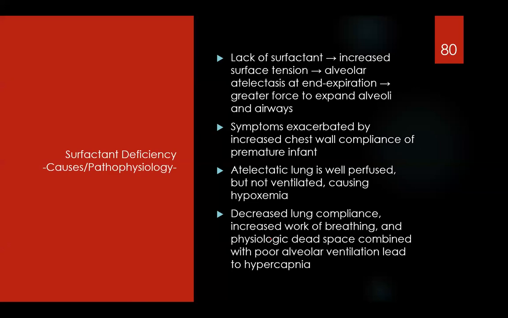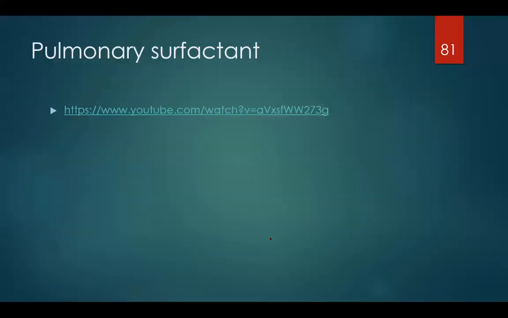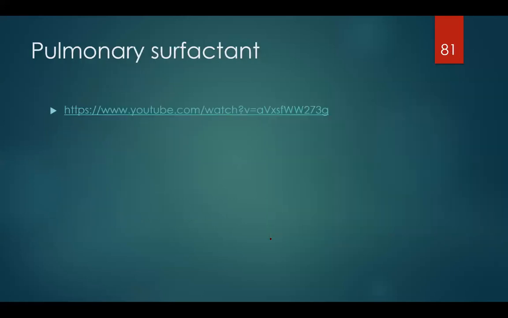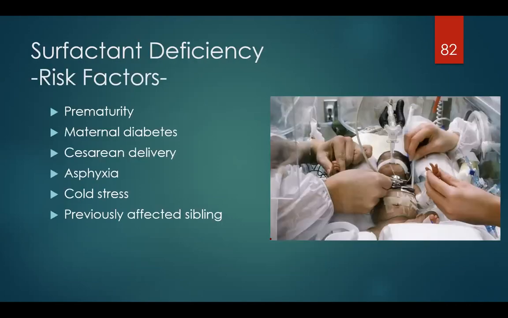Lack of surfactant increases the surface tension and it causes atelectasis, where those lung cells stick together. This can be exacerbated by chest wall incompliance in a newborn patient. Atelectatic lung is well perfused but not ventilated, causing hypoxemia. Decreased lung compliance, increased work of breathing, and physiologic dead space combined with poor alveolar ventilation lead to hypercapnia, which means they've got a lot of CO2 in their blood. So this is something you guys can watch, pulmonary surfactant. I would encourage you to watch that.